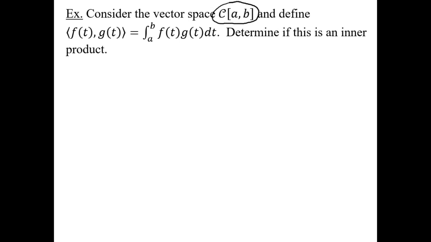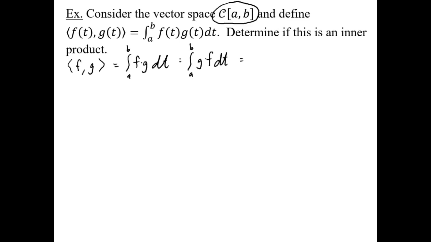And let's define the inner product between two functions as the integral from a to b of the product of those two functions. And again, let's determine if this is an inner product. So once again, let's try the inner product of f and g. So that would be the integral from a to b of f times g dt. I'm being a little lazy here, not writing the f of t, g of t, but you get the point. This is the integral from a to b. Again, we can just flip-flop that product.